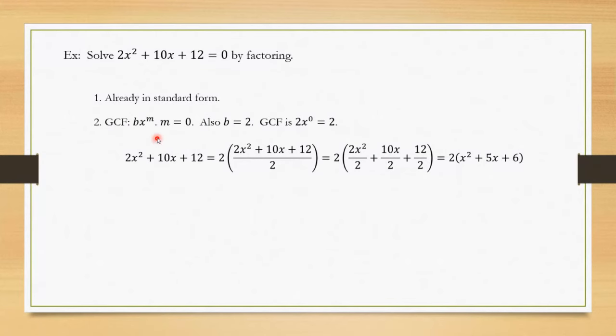So again, that GCF as before, right? It's bx to the m. There's a non-zero constant term here, right? We can't factor out x. x is not in every term. So the GCF won't have an x in it. Or we could take m to be 0, same idea.